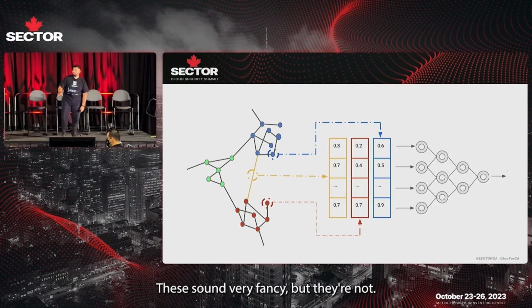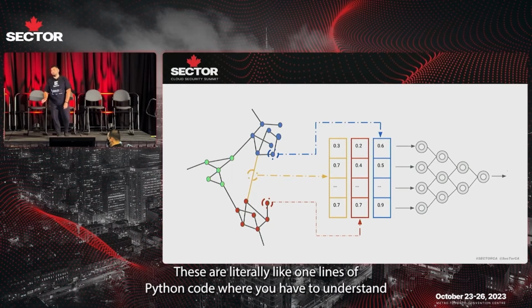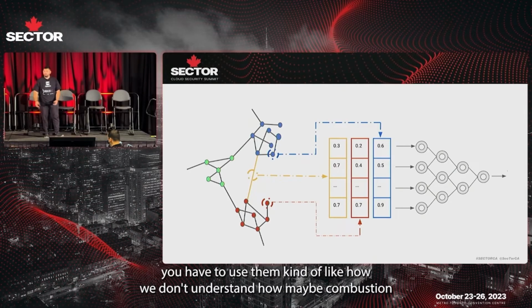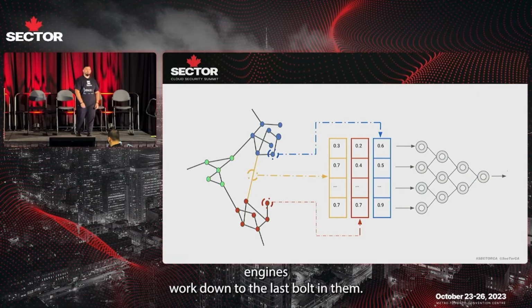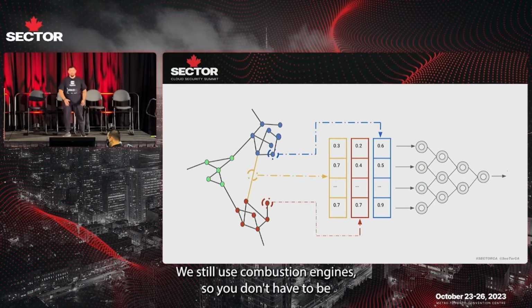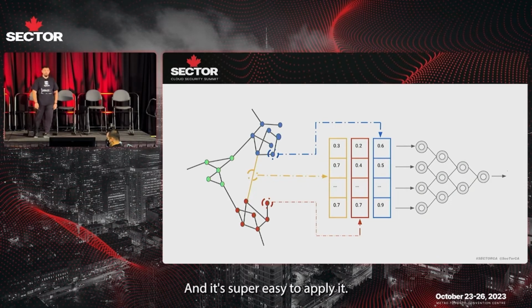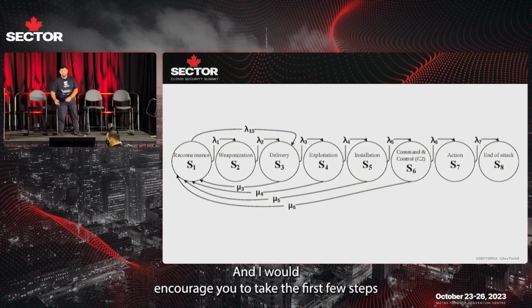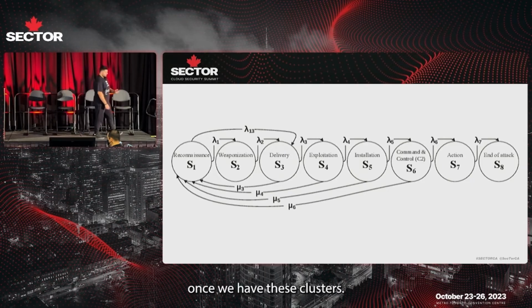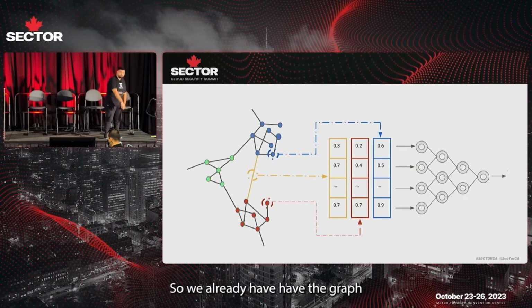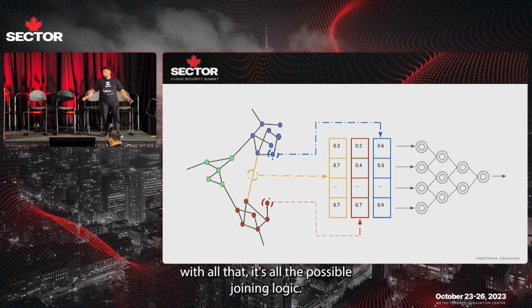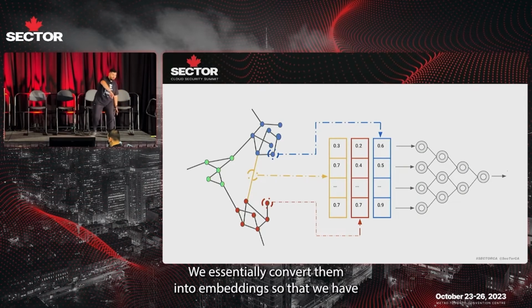These sound very fancy, but they're not. These are literally one lines of Python code. You don't really have to understand, you have to use them. Kind of like how we don't understand how combustion engines work down to the last bolt in them, we still use combustion engines. So you don't have to be a complete scientist to be able to apply the science. It's super easy to apply, and I would encourage you to take the first few steps. Once we have these clusters, we already have the graph with all the alerts and all the possible joining logic. We essentially convert them into embeddings so that we have dimensions.